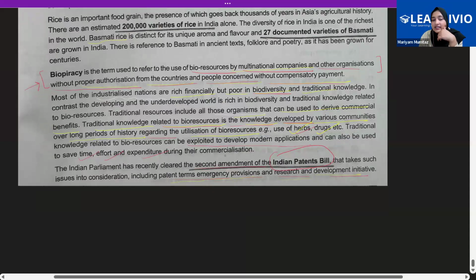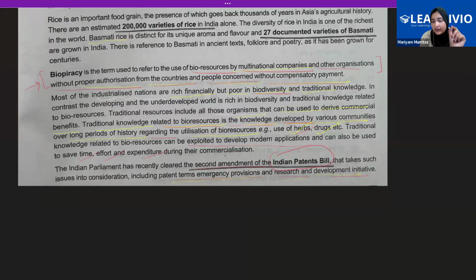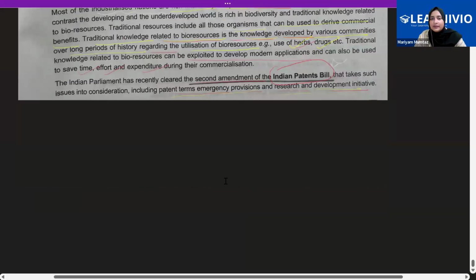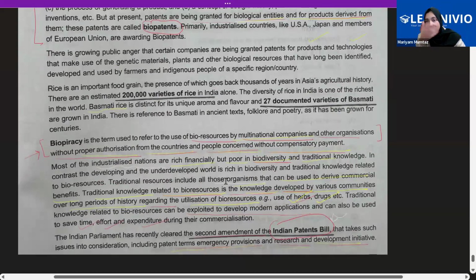Indian Parliament has recently cleared the Second Amendment of the Indian Patents Bill that takes such issues into consideration. About the patents, biopiracy, all of that comes under this Indian Patents Bill. Clear, students? So with this, our chapter is completed. Finally, it is completed. Do you people have any doubts up until now? Anything that you have not understood?